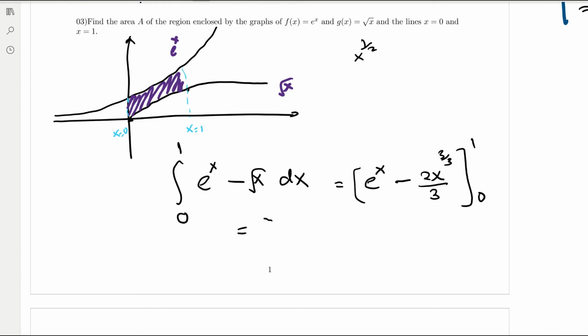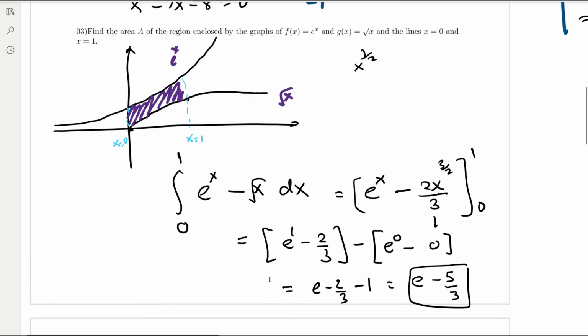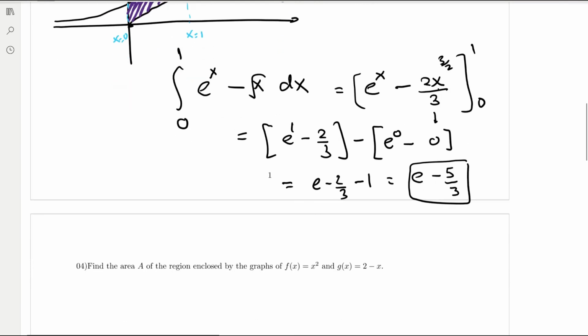So substitute 1. So e to the 1 minus 2 over 3, right? 1 to the power 3 over 2 is 1. Minus, now substitute 0: e to the 0 minus, if you substitute 0 here, everything is 0. So this is e minus 2 over 3, e to the 0 is 1, minus 1. So this is e minus 5 over 3 unit squares. Okay, so that's the area. That was an easy problem to solve.